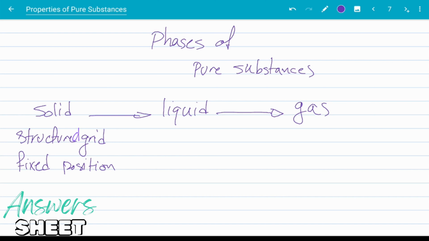Now, if we introduce enough energy in the form of heat to a solid, the motion of the molecules increases, the momentum of the molecules increases as their temperature rises, their internal energy rises, and gradually they overcome the bonding forces that are keeping them as a structural grid. They go into the liquid form. Now, in the liquid form, there is no structural grid, but the molecules are still bonded together.